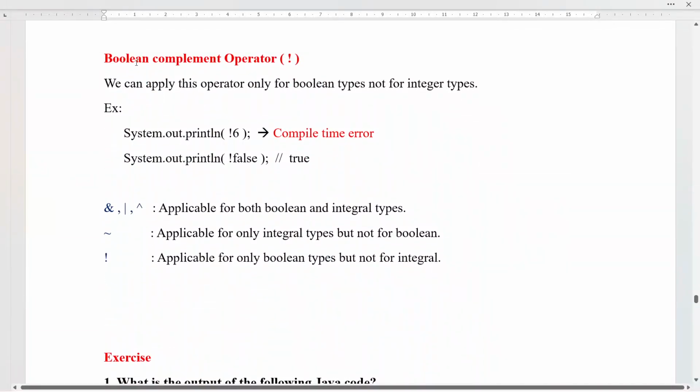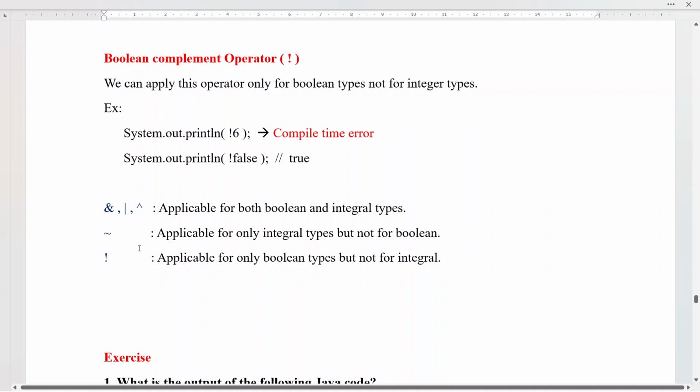Now we go for the Boolean complement operator. We can apply this operator only for Boolean types, not for integer types. For example, complement operator 6 raises a compile time error because we should not apply this for integer types. Complement operator false returns true, and the same, complement operator true returns false. We can apply the complement operator only for Boolean types.